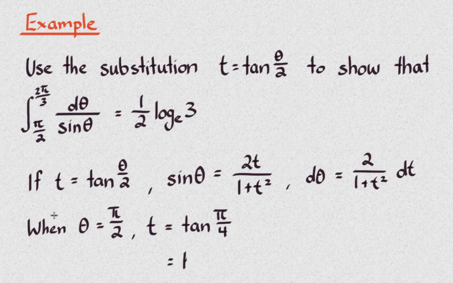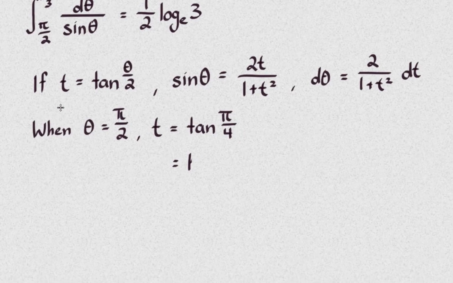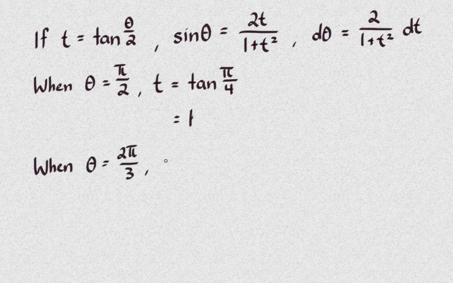We also need to adjust 2 pi on 3. So when theta is equal to 2 pi on 3, t is equal to tan of 2 pi on 3 on 2. So that's just pi on 3. And what is tan of pi on 3? Root 3.